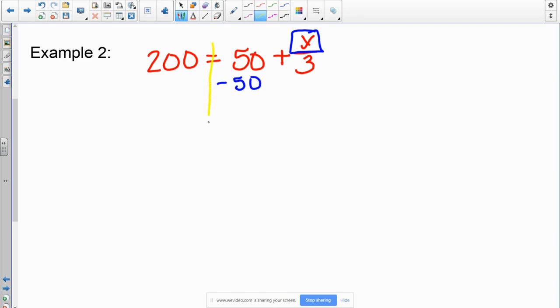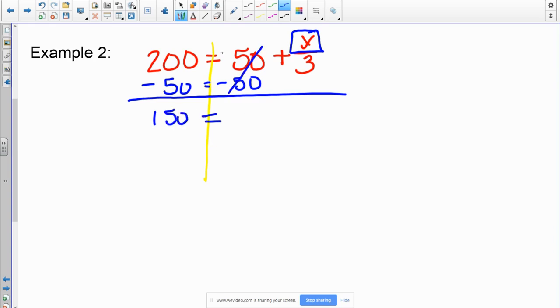Again, I'll put my line down here if that helps. So if I take away 50 from the right side, I must take away 50 from the left side. And again, if you like that equal sign to keep track, make sure you're doing things to both sides of the equation to keep it equal. I have 200 minus 50, which is 150. And now that equals, because these cancel out, we have x divided by 3.